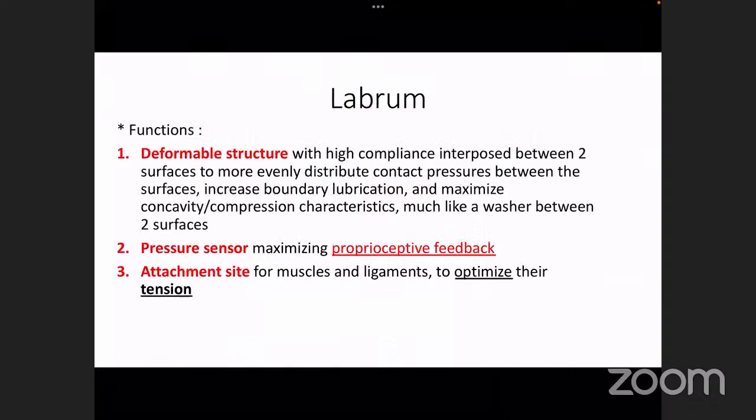The labrum is a very important structure. It's mainly a deformable structure to overcome the wide range of motion of the shoulder and to comply with interposition between two surfaces and even contact. It's a pressure sensor maximizing the proprioceptive feedback of the shoulder, and an attachment site for muscles and ligaments to optimize the tension.